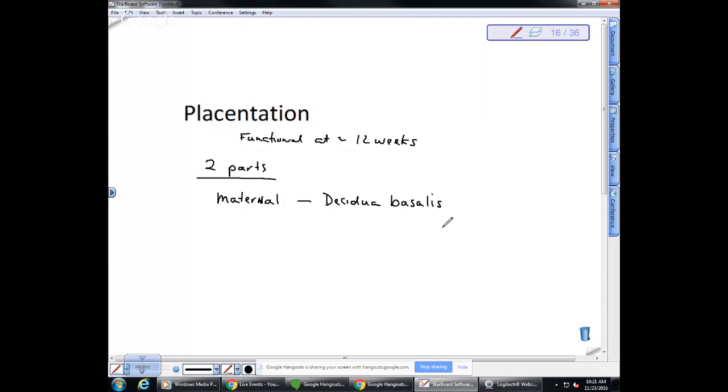When the baby is born, the placenta also has to be delivered. After the baby is born, you have continued uterine contractions that cause the placenta to move off the endometrium and come out through the birth canal. So decidua just means that it will fall off, right? Decidua basalis, okay? And then the fetal part of the placenta is called the chorionic villi.